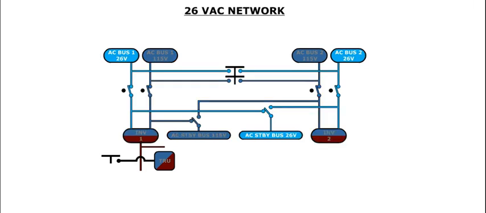The 26-volt AC system similarly consists of an AC bus 1, AC bus 2, and the AC standby bus. The arrangement and operation of the 26-volt AC system is the same as the 115-volt AC system.